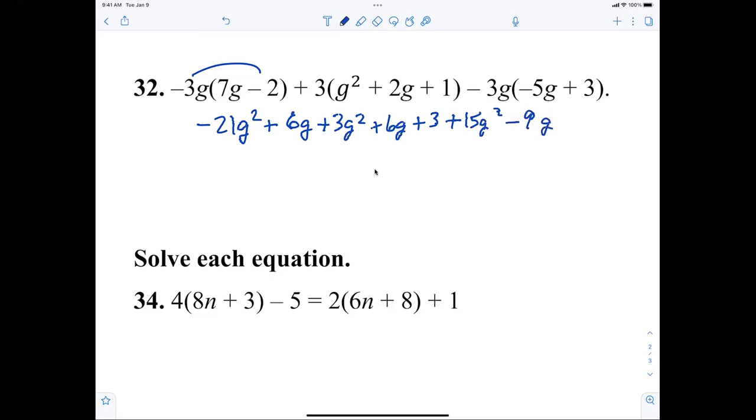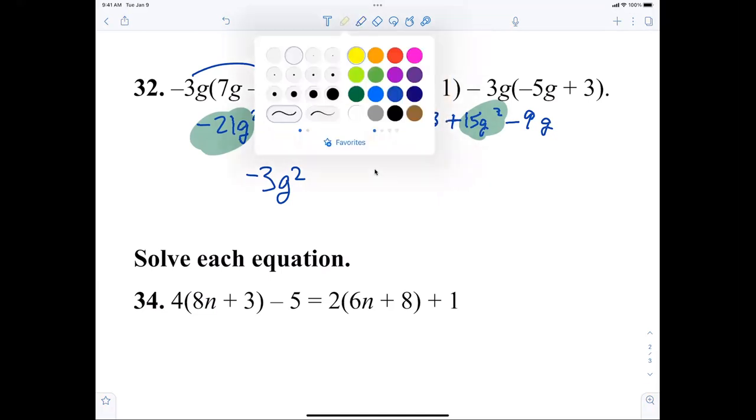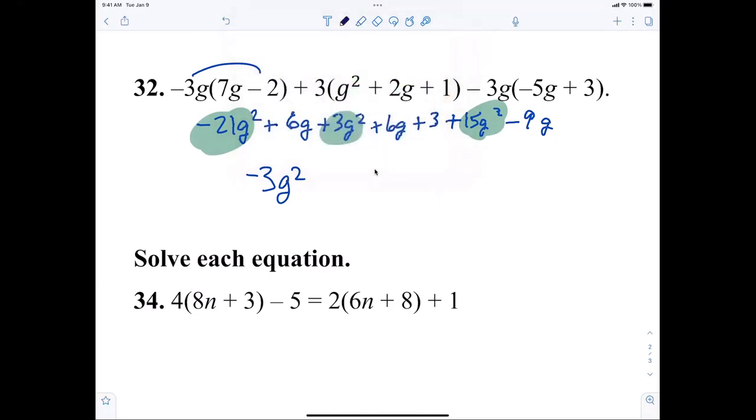All right, I'm pretty happy with that. Now we got to combine terms. You combine negative 21g and 3g. So that would be negative 3g to the second. Good. And then the both of the 6g combined and the negative 1g. So what's that? Well, that's 3g. Right? 3g, and then plus 3.